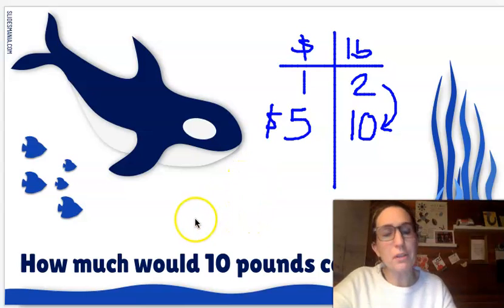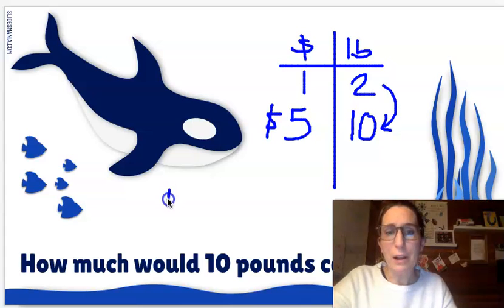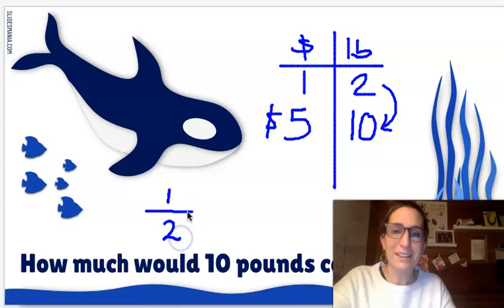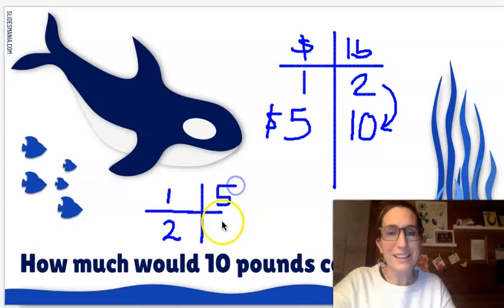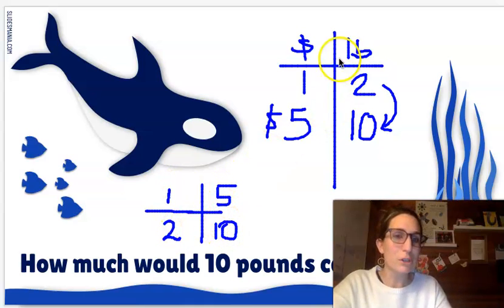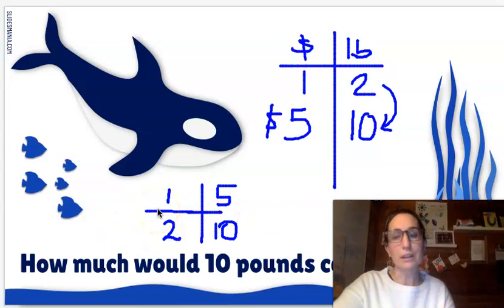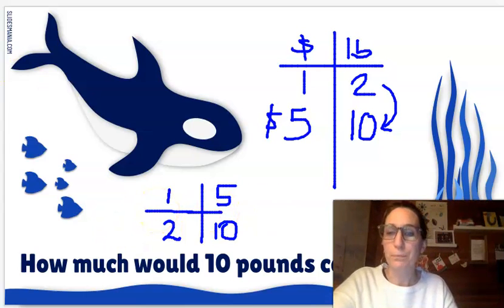But I also want you to think of that as a fraction. So if we look at it as a fraction, we see that for every $1, he gets 2 pounds. Good. And then for every $5, he gets 10 pounds. And so now we see a ratio table as equivalent fractions. 1/2 is equal to 5/10. So when we turn this ratio table horizontally, we're looking at equivalent fractions.